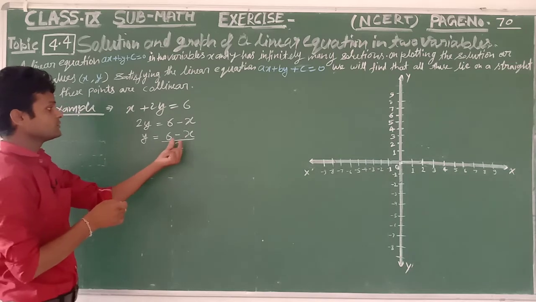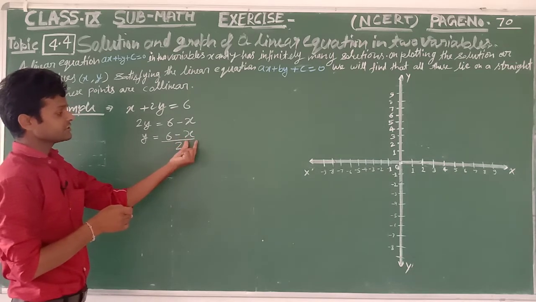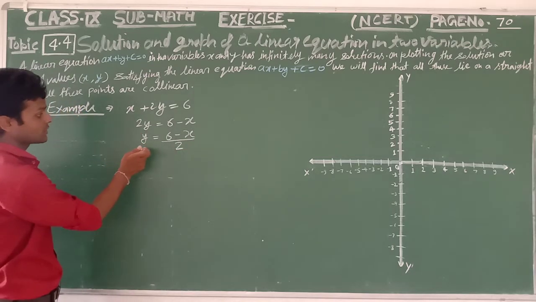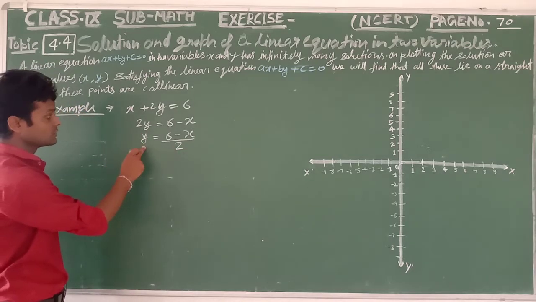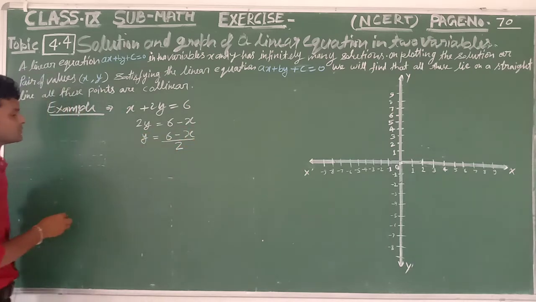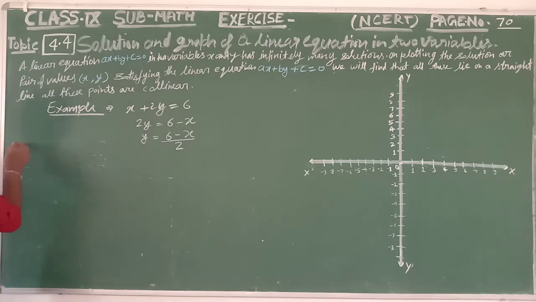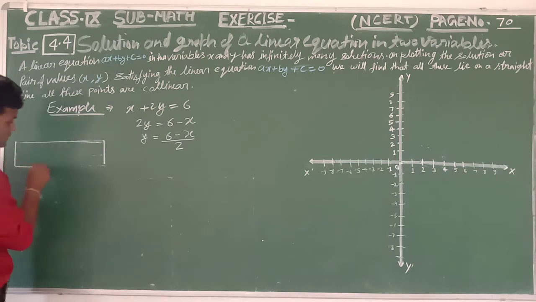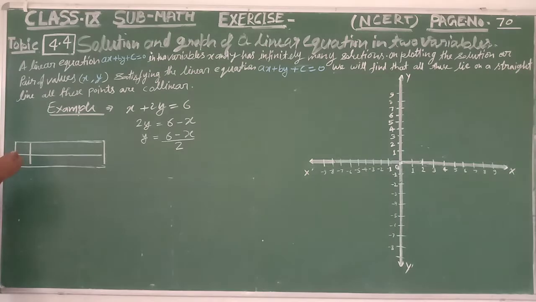This means if you think of a value of x in your mind, then you automatically find the value of y. So first do this work. Next, draw a table where you write the values of x and y. You write the value of x here, the value of y here, and draw boxes as per your requirement.